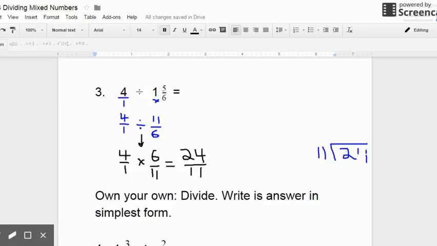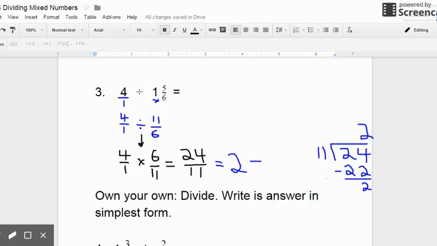11 cannot go in the 2, so we can't put anything above the 2, but 11 can go in the 24. It can go in twice. So since it goes in the 24, the 2 goes above the 4. And of course, 2 times 11 is 22. We do the subtraction, and we get 2. So remember, 2 is our whole number.